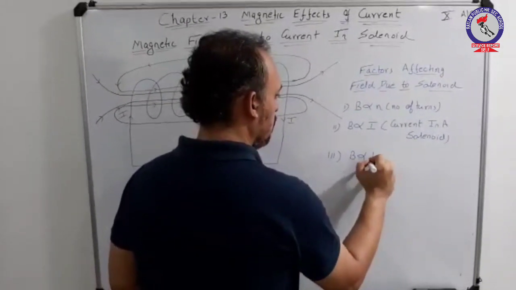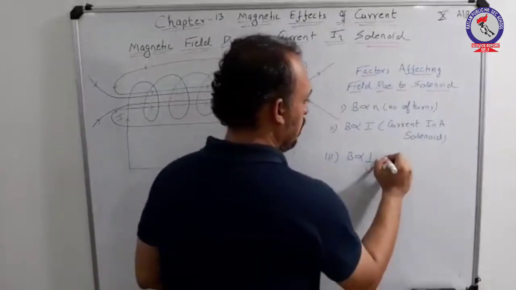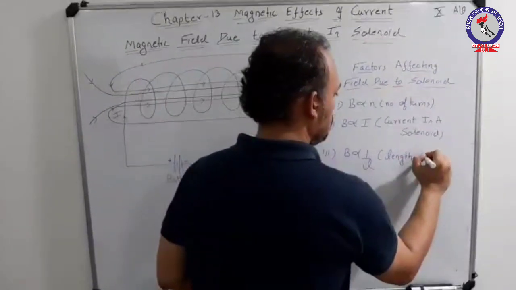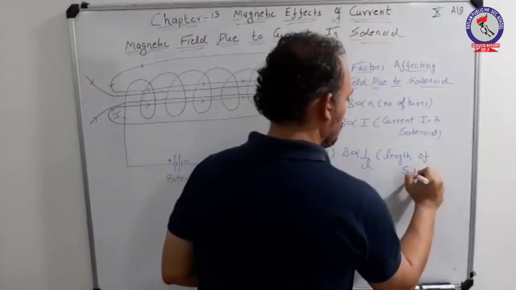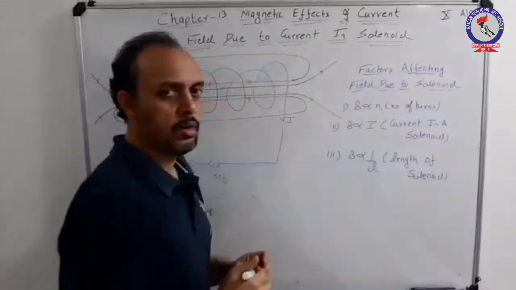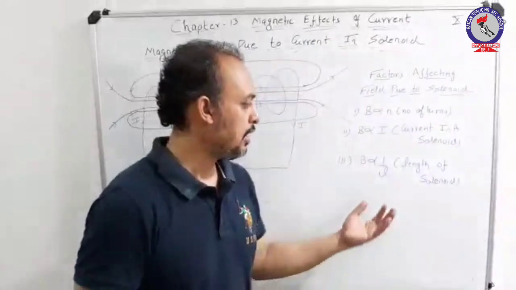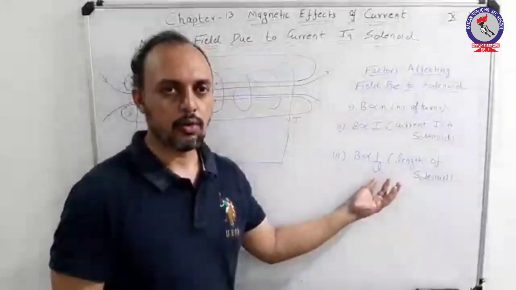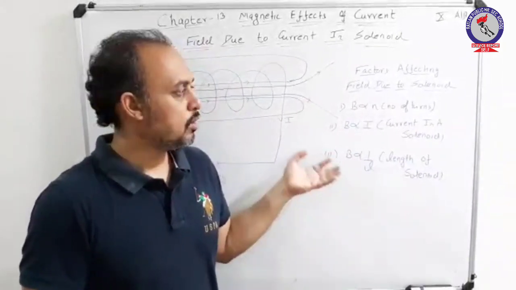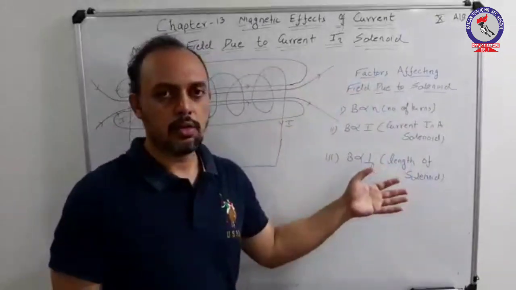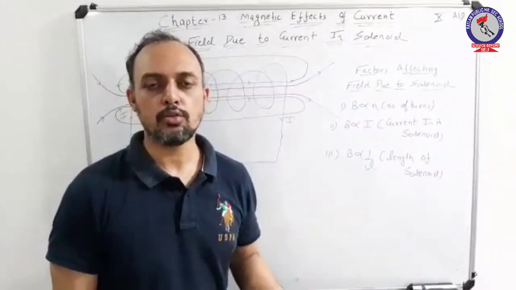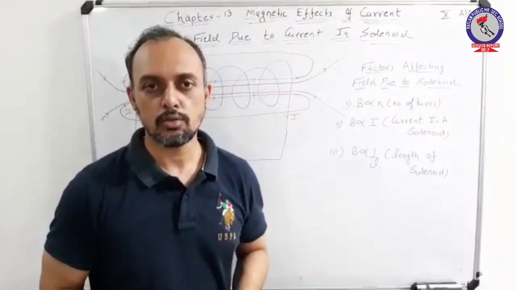The third factor: magnetic field is inversely proportional to L. Here L stands for the length of the solenoid. Hence you can observe that the greater the length of the solenoid, the smaller is the magnitude of the magnetic field which is formed. So considering these three factors, you can define how you can vary the magnetic field which is formed by a solenoid when a certain amount of current is passed through it.